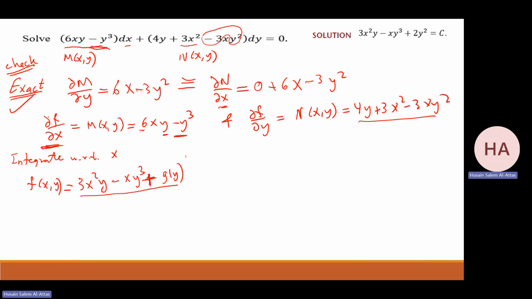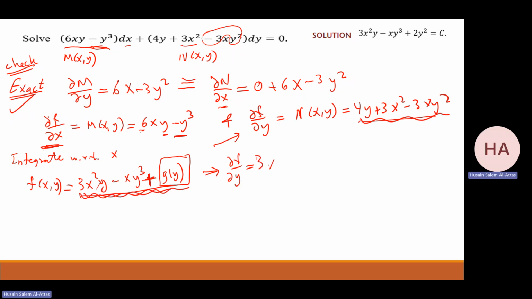So now the only thing remaining is to find g of y. How to find g of y? I will use the second one. So partial f with partial y. Now we're doing the derivative of this and equate it with this one and then just solve for g. That will be what? Now I have to find the derivative with respect to y. Now I'm doing the derivative with respect to y for this one.